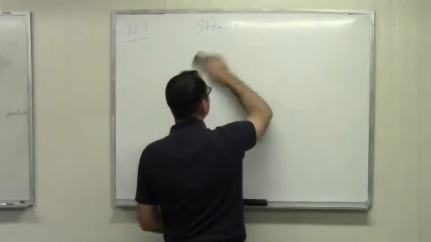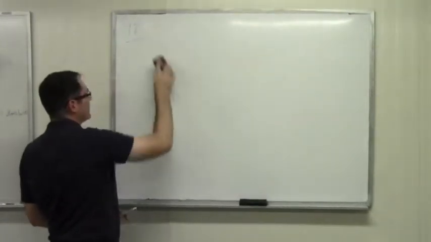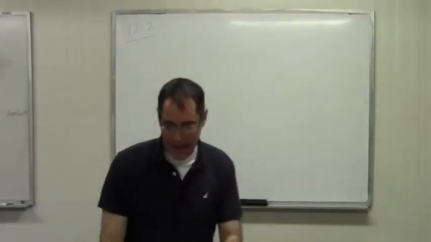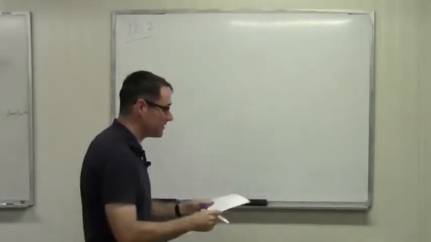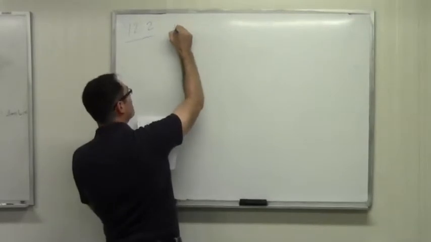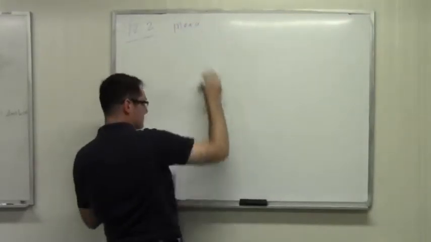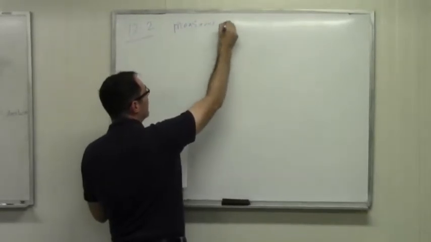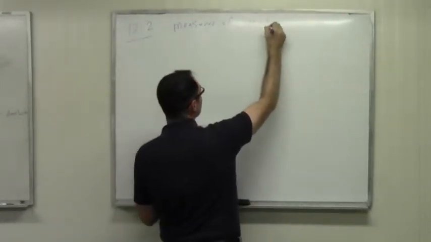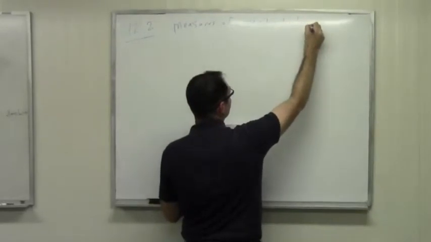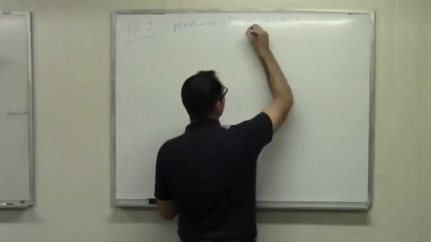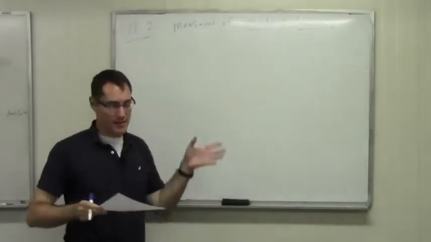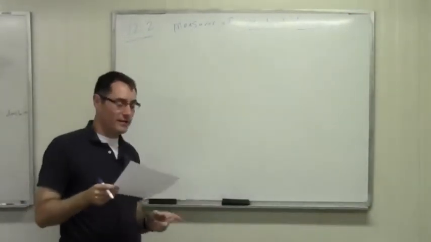12.2 is something I'm sure most of you have actually heard about, whether or not you've studied it. OK? And you might not have heard of this name for it. 12.2 is called measures of central tendency. OK? Here's what that means. And when we get to the actual ones, you'll go, oh, yeah, I've heard of that.